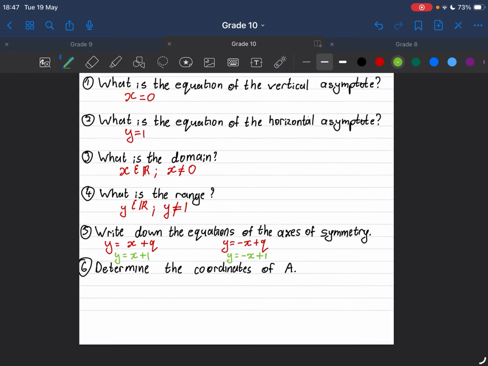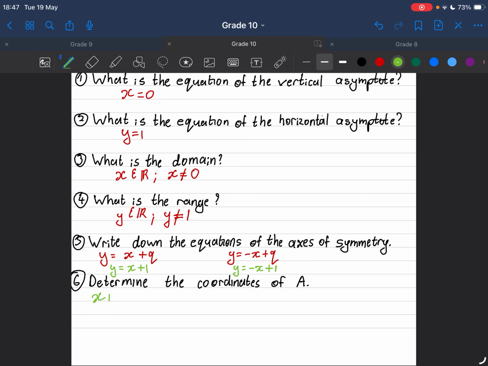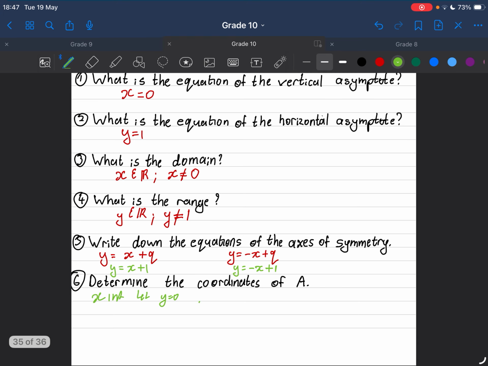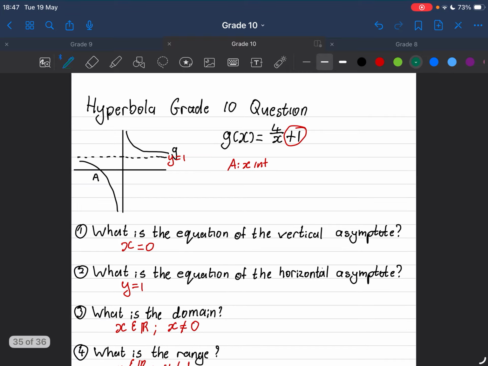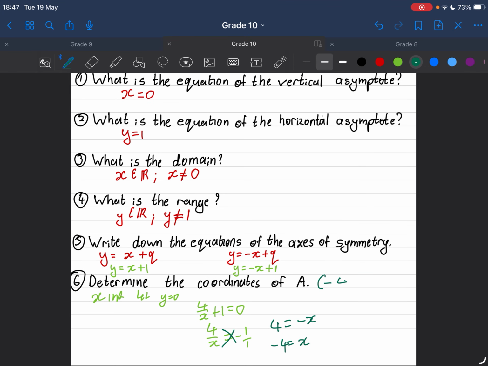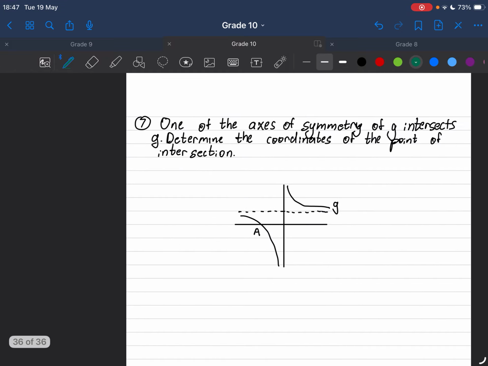Determine the coordinates of A. X-intercept, let y equal 0. 4 over x plus 1 equals 0. So 4 over x equals negative 1 over 1. If you cross multiply, you get 4 is equal to negative x. So x is equal to negative 4. So that's correct. It's going to be negative 4 and 0.